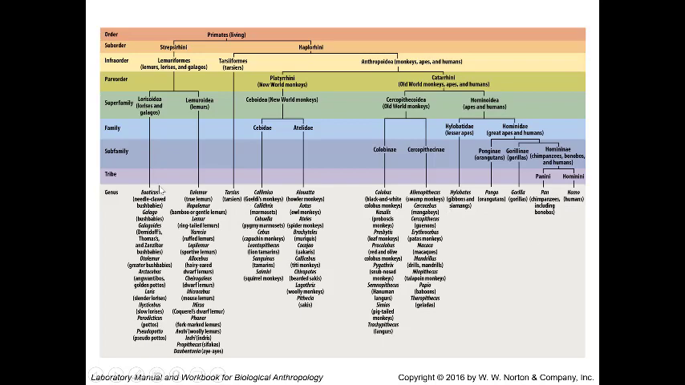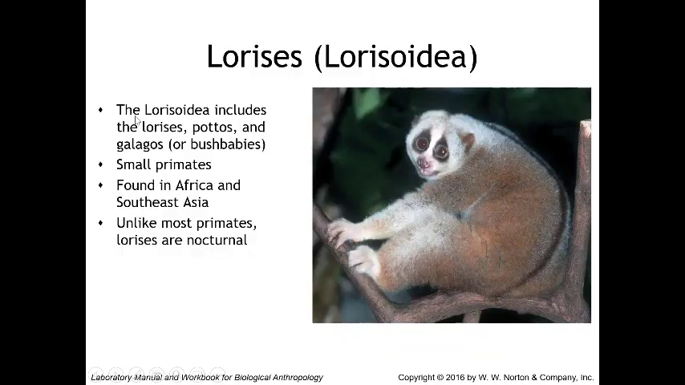We're going to go through each one of these, and we're going to make sure that we talk about the similarities and the differences so that we can really understand how they're all related to each other. Okay, so we start off first with the least closely related to humans, which is our Lorisoidea, our lorises. The Lorisoidea include the lorises, pottos, and galagos, also known as bush babies. These are small primates found in Africa and Southeast Asia. And unlike most primates, lorises are nocturnal.